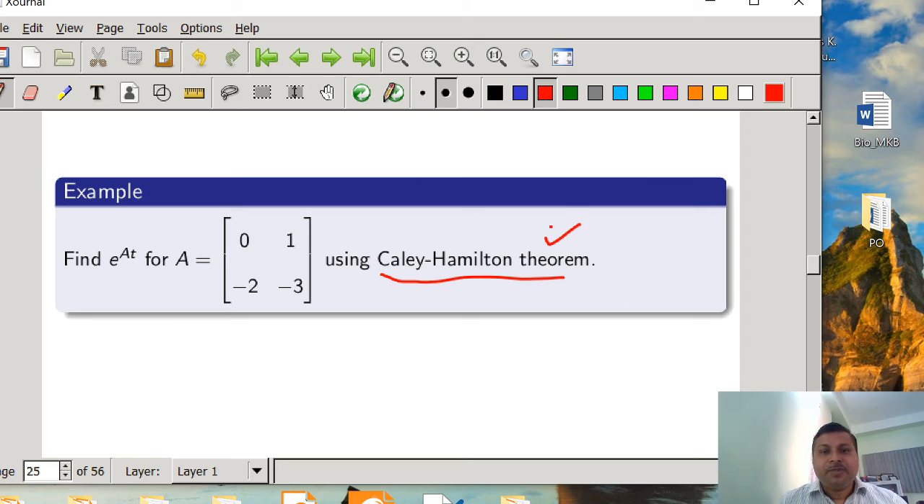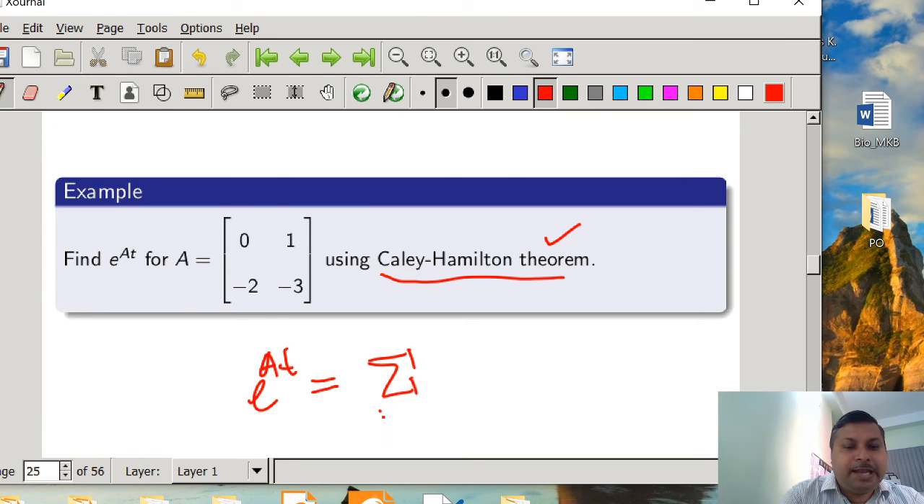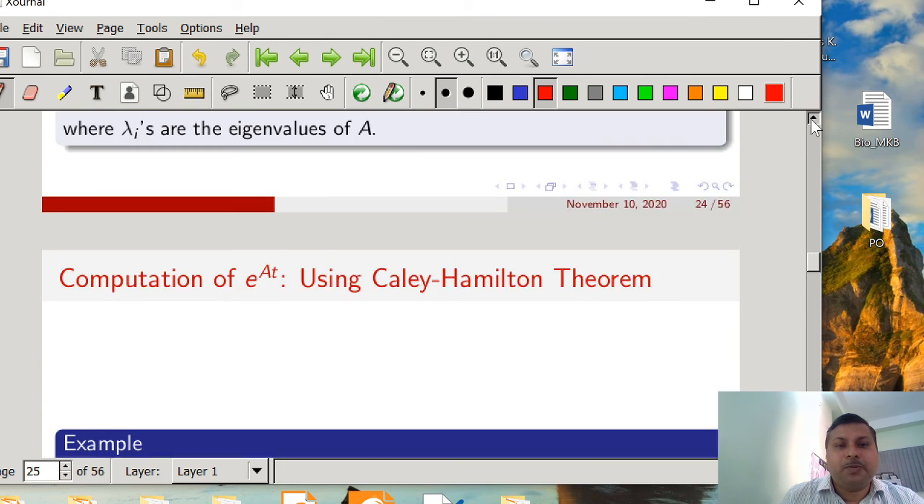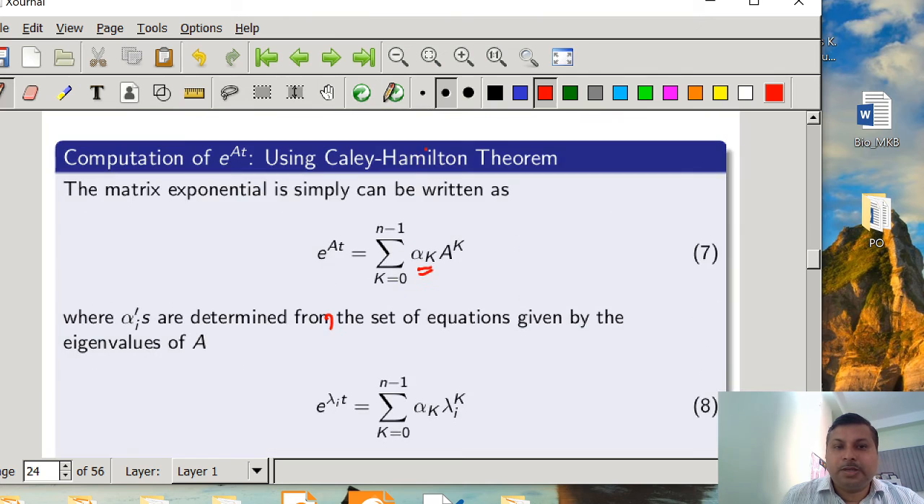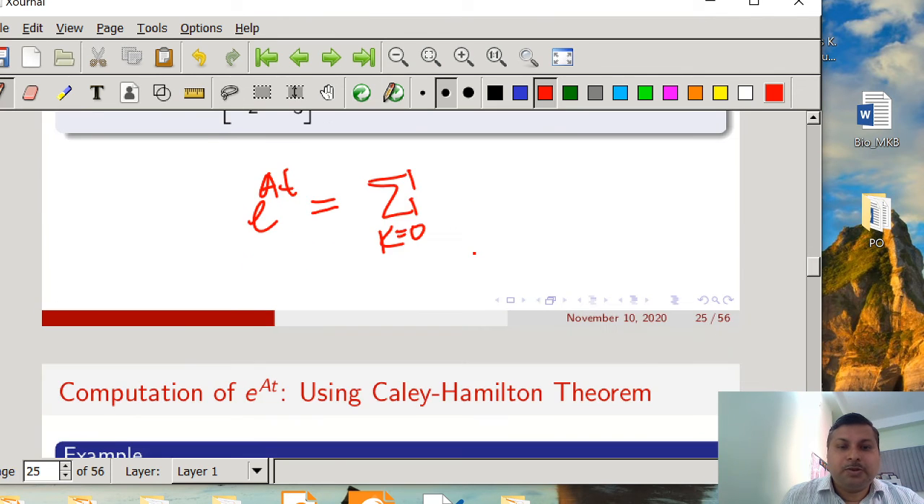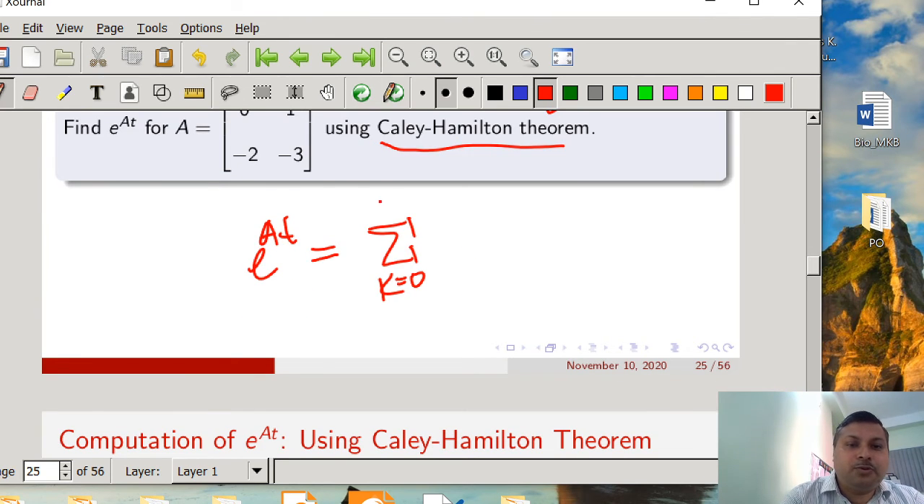Okay, so the Cayley-Hamilton theorem is telling us that e to the power At will be equal to the summation from k equal to 0 to n minus 1. Here n is 2, so n minus 1 will be equal to 1. So here it will be k equal to 0 to 1 of alpha k A to the power k.